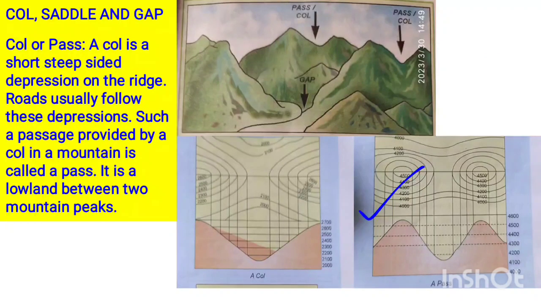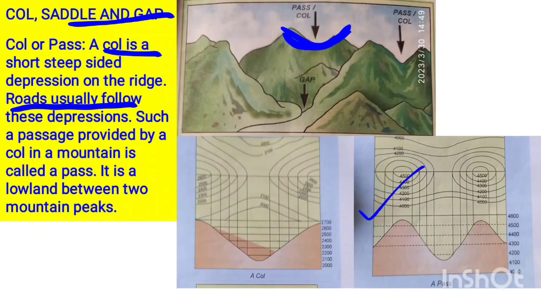Next one is col, saddle and gap. A col is basically a short, steep-sided depression on a ridge, and roads usually follow such depressions. Such a passage provided by a col in a mountain is called a pass, and it is a lowland area between highland areas, between two mountain peaks. A lowland area between two mountain peaks is called a col.